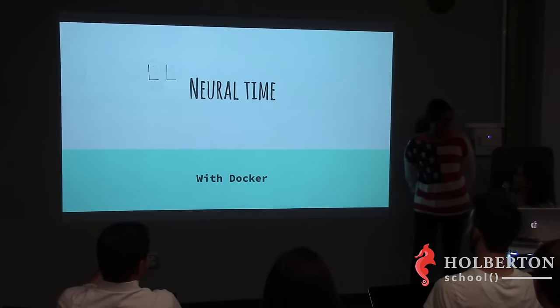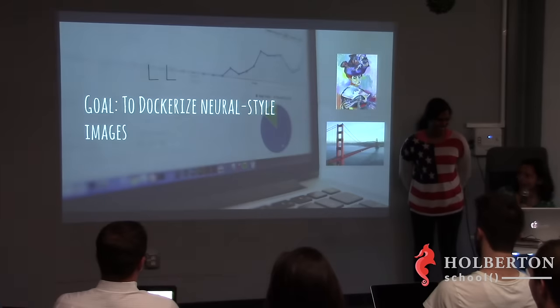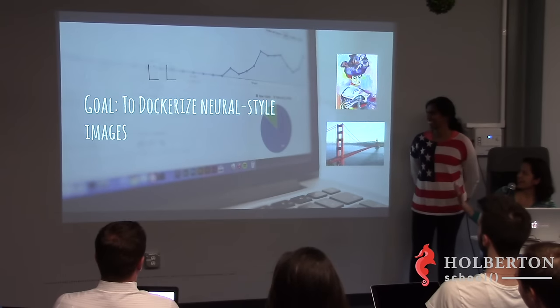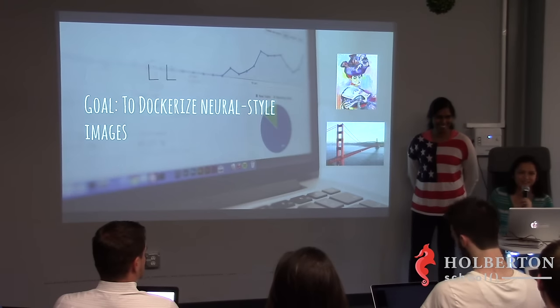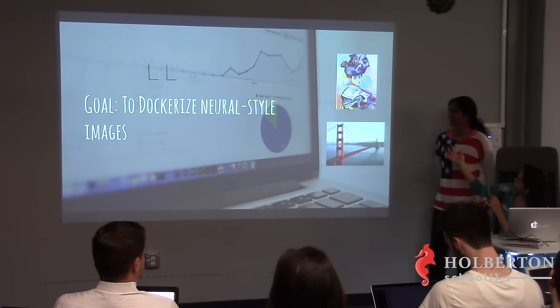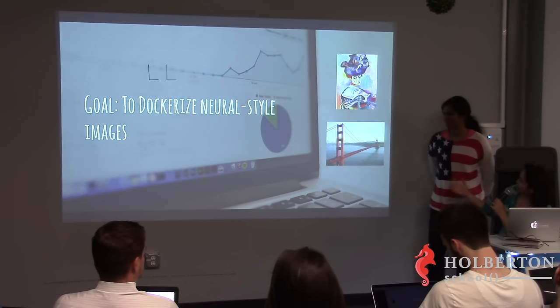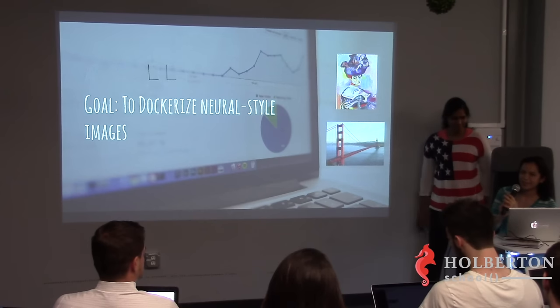We have Prelee and Masaya. Thanks to Docker, our goal was to Dockerize two images, but not just any type of images, two images that combine content with style. For instance, we have here Henri Matisse's painting with a hat, combining that with our Golden Gate Bridge. So I'll pass it over to Praline, who will talk about the process.